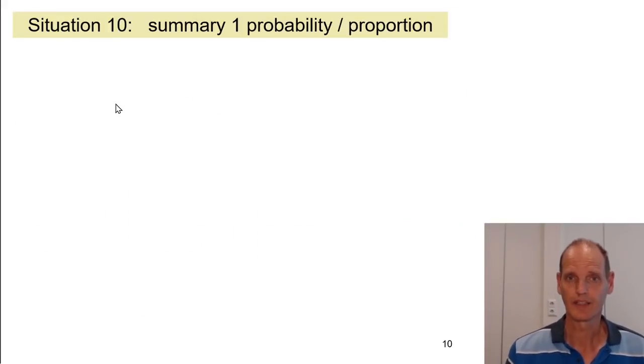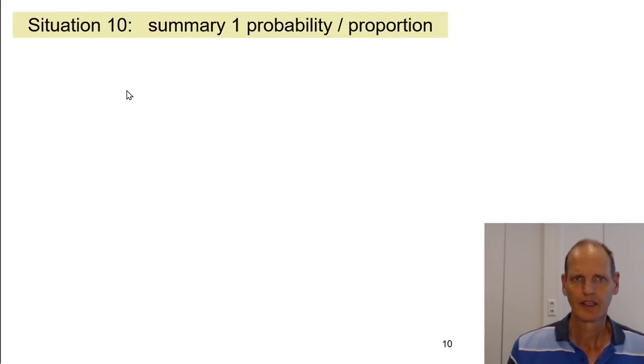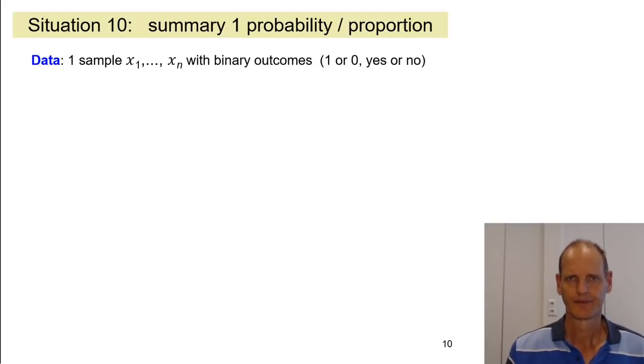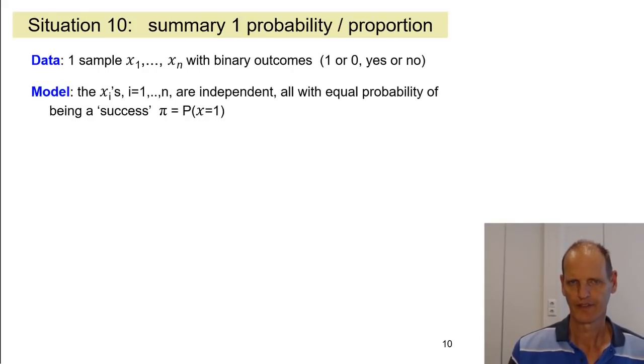We are now ready to summarize all elements for the one sample, one proportion situation. The data is one random sample of observations with binary outcomes, 1 or 0, yes or no, success or failure. The model is that for all these outcomes, the probability of success is the same and that the observations are independent.